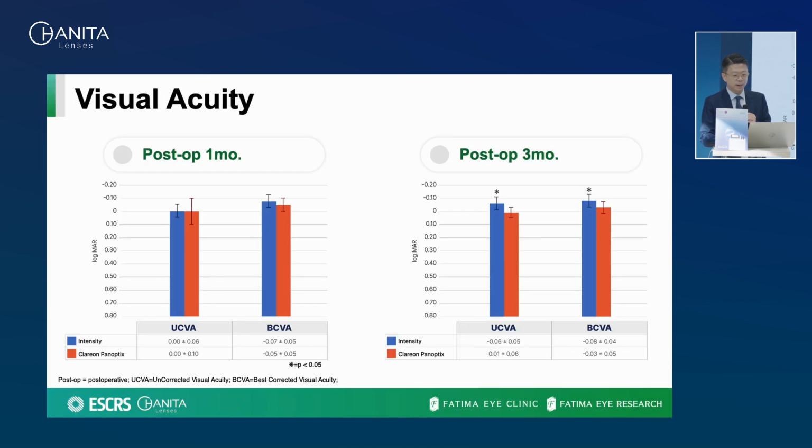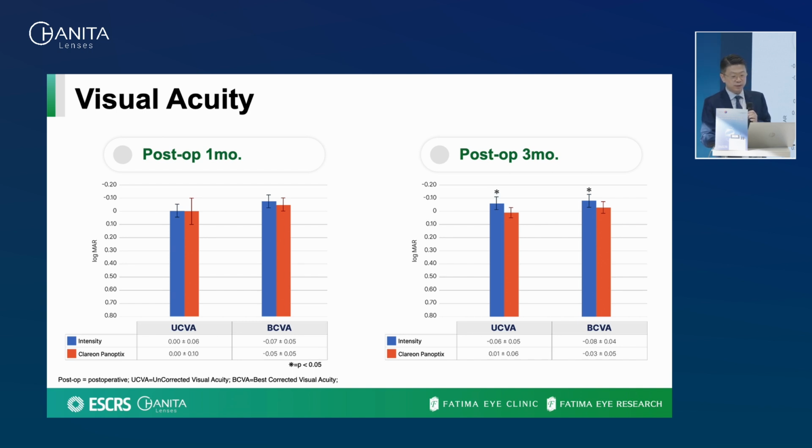As you can see, there are very similar demographics. For the results at 1 month post-op, both groups had very good results in UCVA and BCVA. However, at 3 months post-op, you can see a difference between the two groups. Usually at 3 months post-op, results are affected by some brain adaptation.